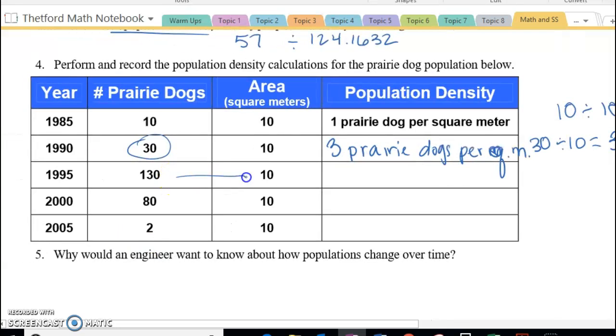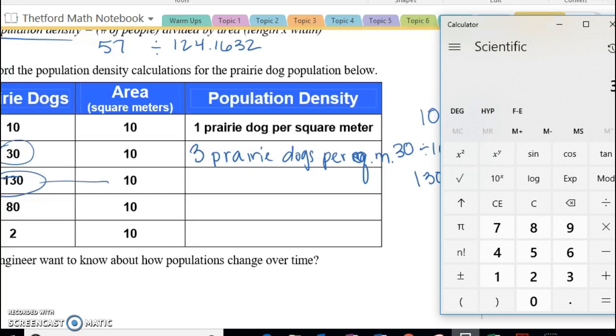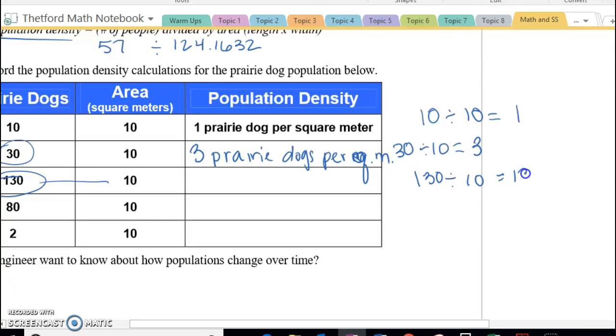So over here now, just 5 years later, we have 130 prairie dogs. And we're going to still have the same amount of square meters because our land amount isn't changing. And so now we have 130 prairie dogs divided by our 10 meters. And so now that means that we have to share 1 square meter with 13 prairie dogs. So it's 13 prairie dogs per square meter.